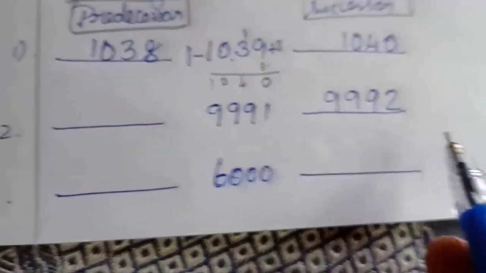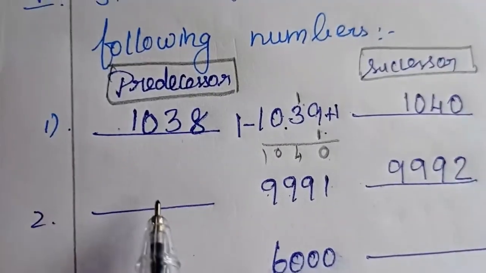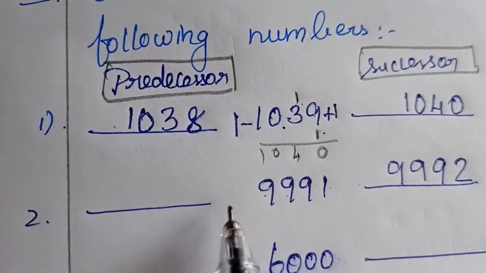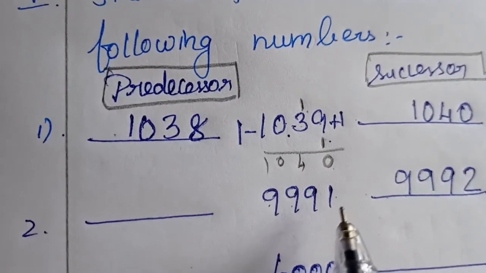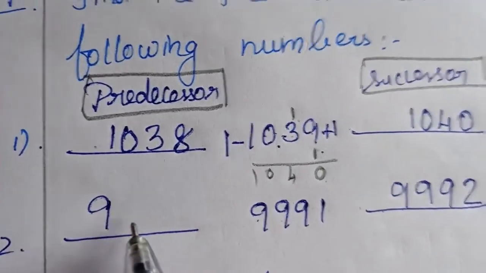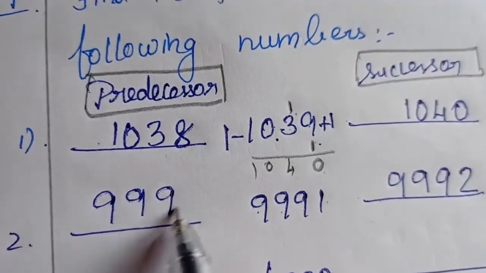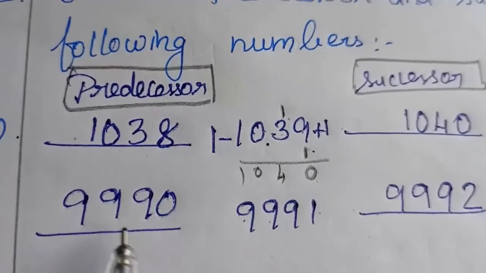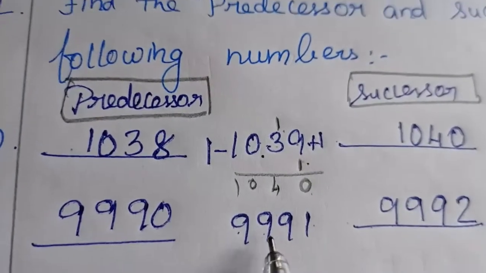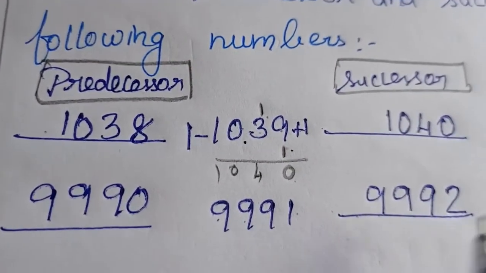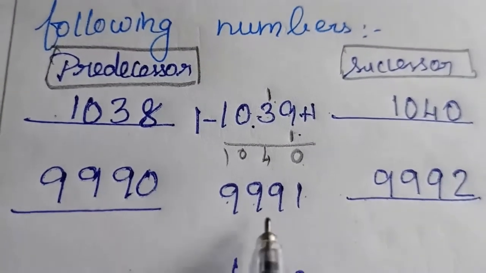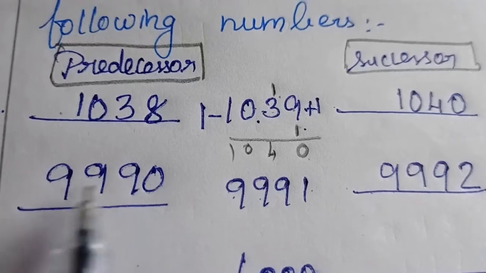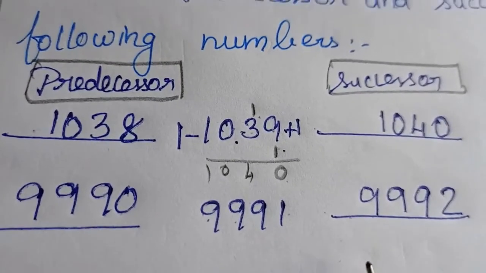Okay, so if you want to find the predecessor of this number, just subtract 1 from this number. So you can get 9990. Okay, so 9990, 9991, 9992. So this is the between number, this is the predecessor and this is the successor.